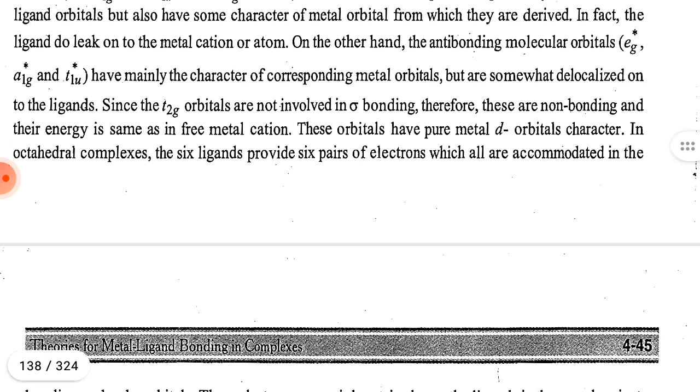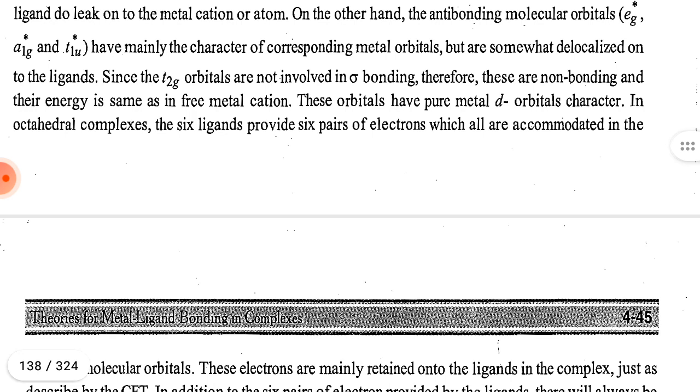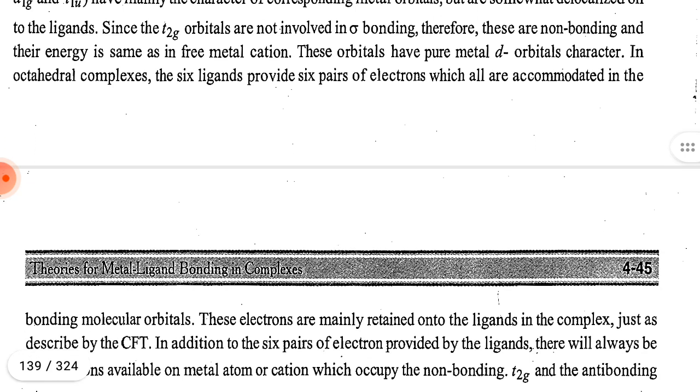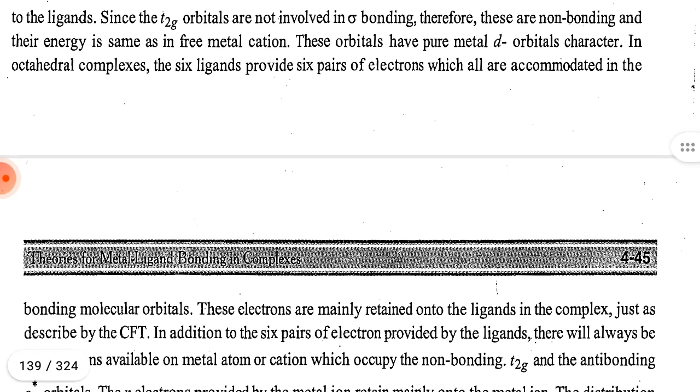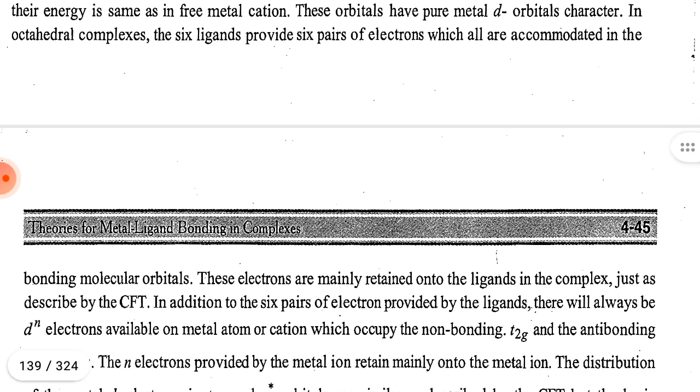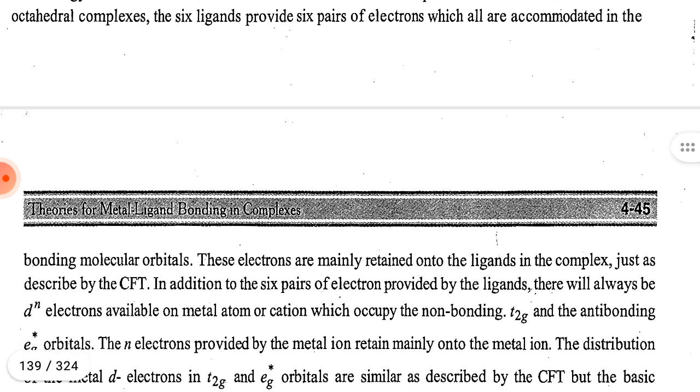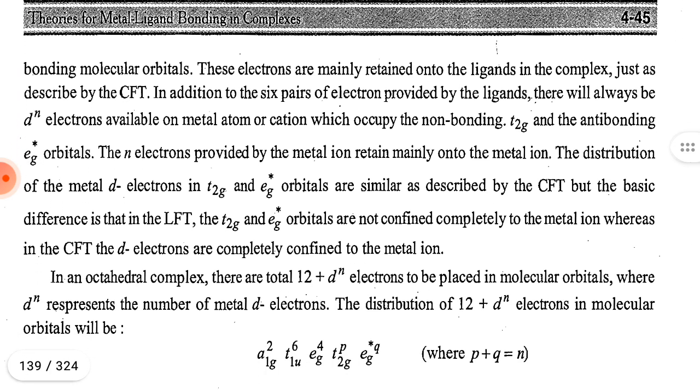On the other hand, the antibonding molecular orbitals Eg star, A1g star, and T1u star have mainly the character of the corresponding metal orbitals, but are somewhat delocalized on to the ligand. Since the T2g orbitals are not involved in sigma bonding, these are non-bonding and their energy is the same as in the free metal cation. These orbitals have pure metal d orbital character in the octahedral complex. The 6 ligands provide 6 pairs of electrons, which are all accommodated in the bonding molecular orbitals.